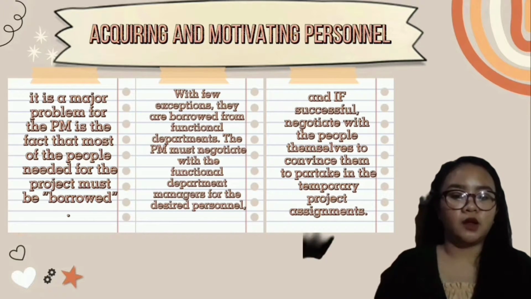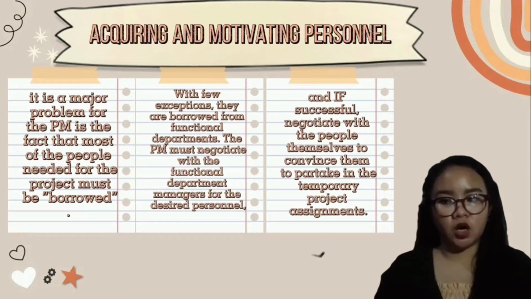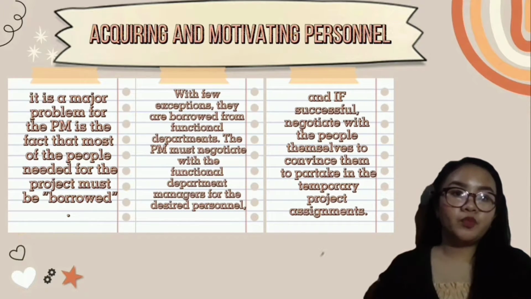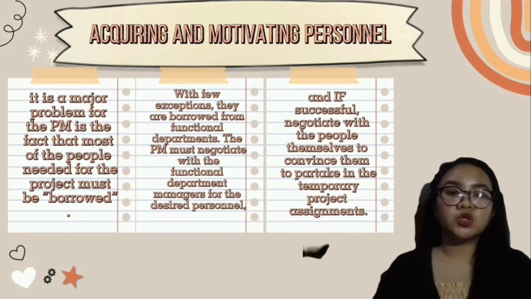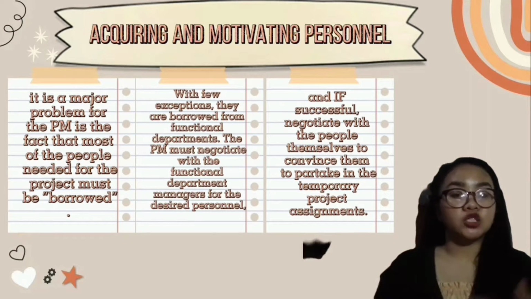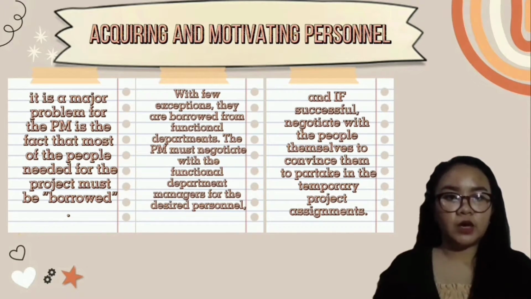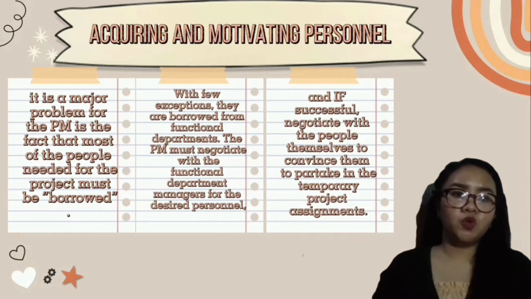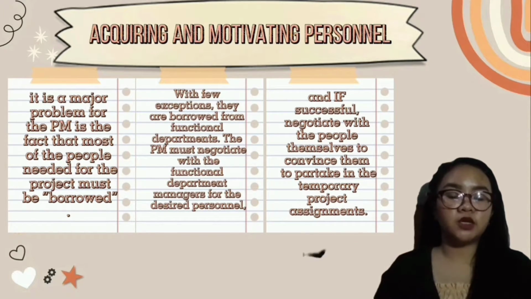Acquiring and motivating personnel. Most of the time, the functional department manager cooperates with the project manager when it comes to borrowing his or her personnel. But the cooperation has its limit, and there are 2 issues that a functional manager may consider. Issue number 1 is that a project manager wants personnel with scarce but necessary skills and the top producers from the functional department, which are most likely the people that the functional manager wants to keep.